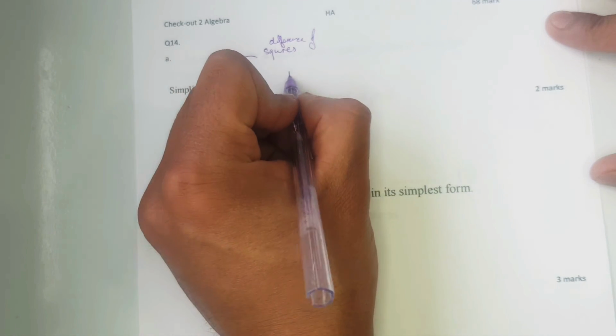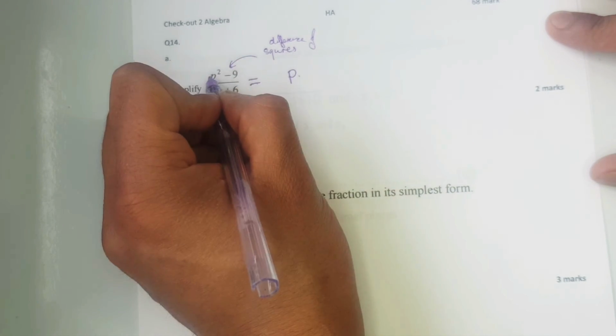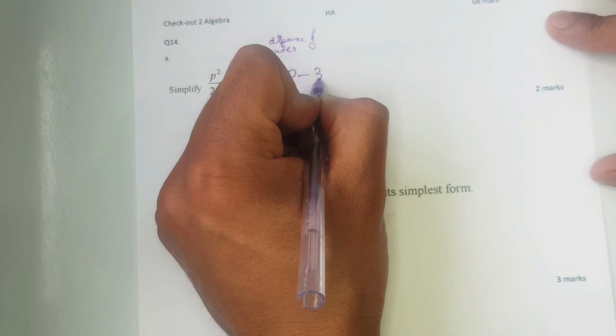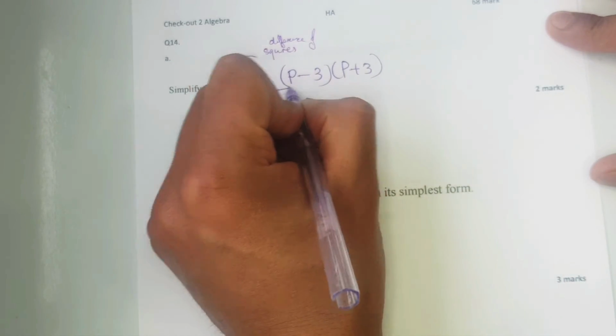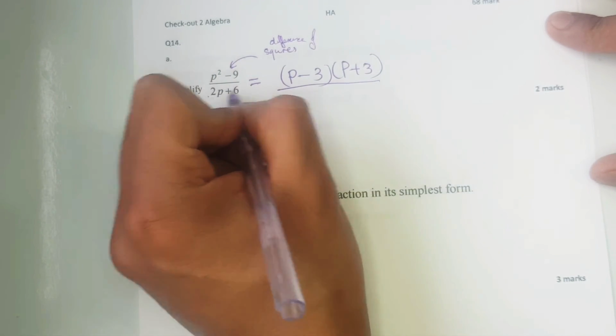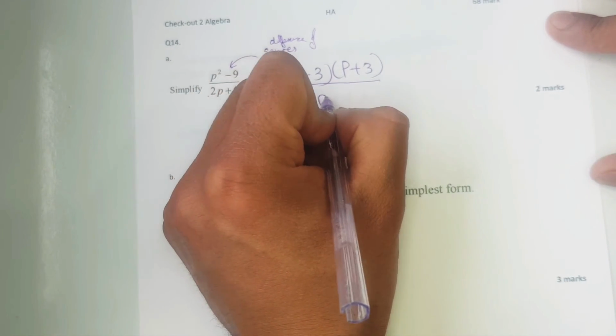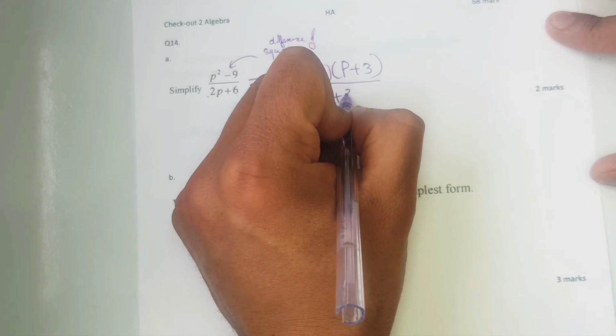Difference of 2 squares. So you have p, square root of p squared is p, square root of 9 is 3, and then the conjugate of that is p plus 3. Bottom line to factorize, 2 is common, so 2 comes outside the bracket. P, 2 times by 3 is p.